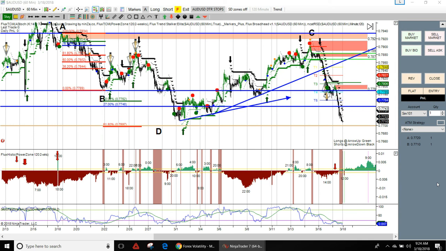Trading the Flux Power Zone, the Trend Stalker Elite, and the Fibonacci swings with the time cycle markers. All right, let's get started here. We're going to start out with the U.S. pairs this week. We're going to start out with the Aussie US Dollar. It's in a downswing, hit the 8.6 on the Fibonacci.